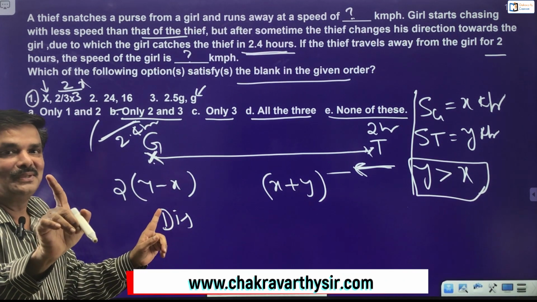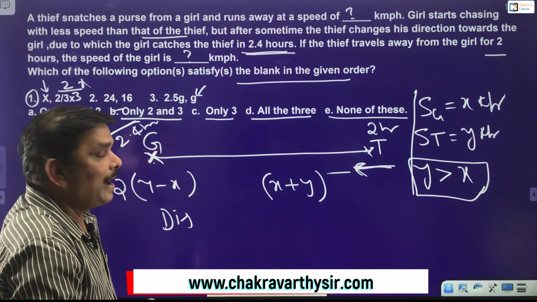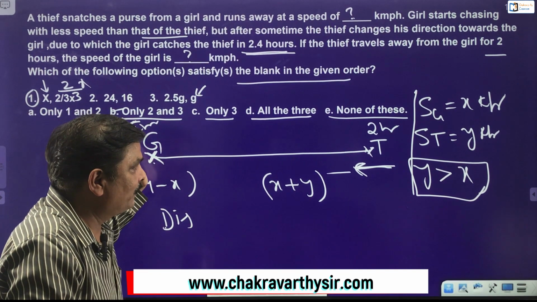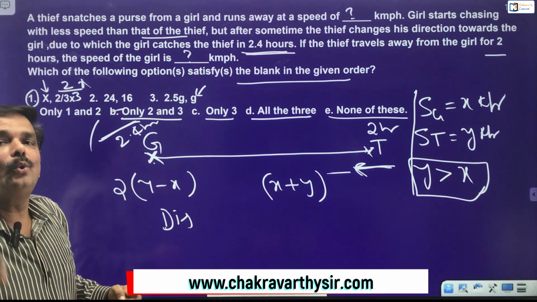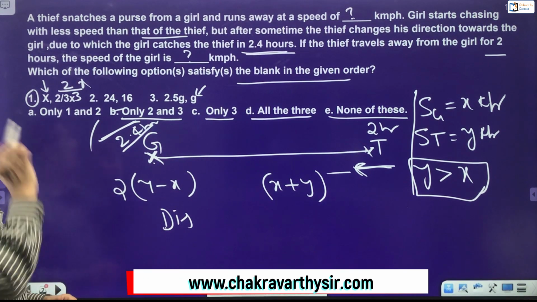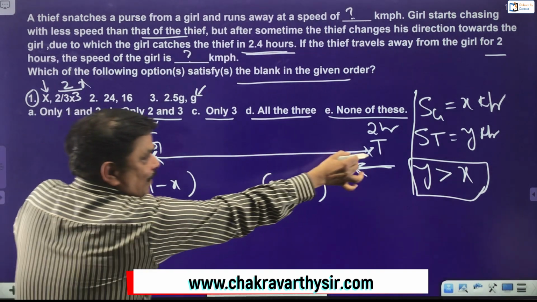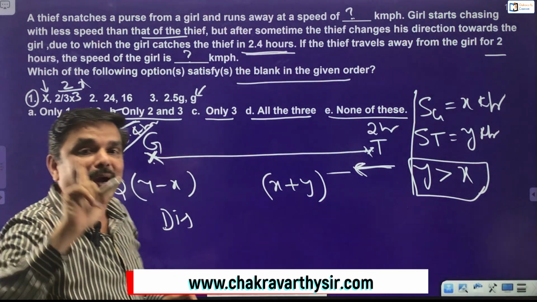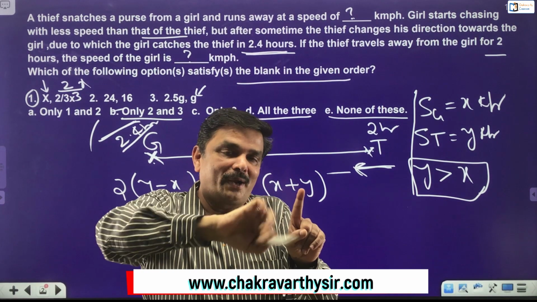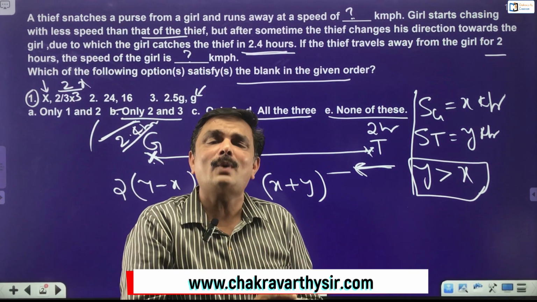Now here you tell me, students, for this girl, after the thief snatched the purse of the girl and went for 2 hours and he came back, the total time taken was 2.4 hours. That means from here to here, the time will be 0.4 hours only. 2.4 minus 2 hours.